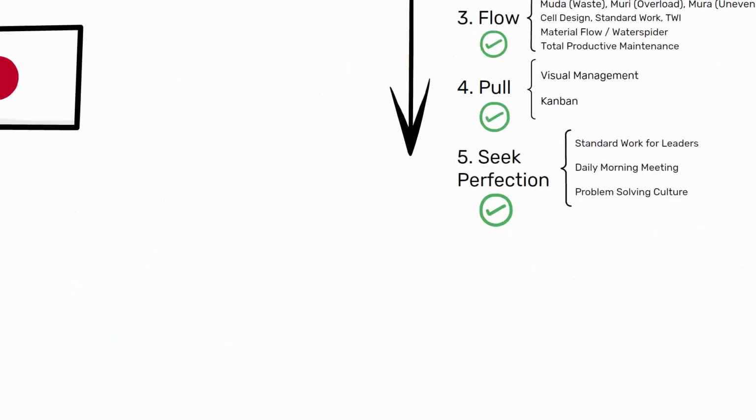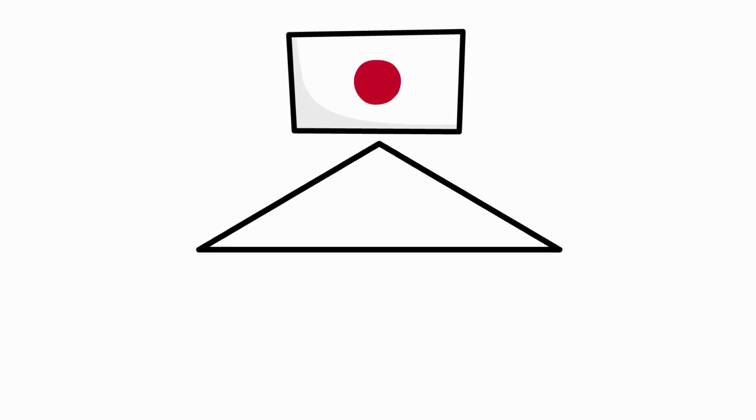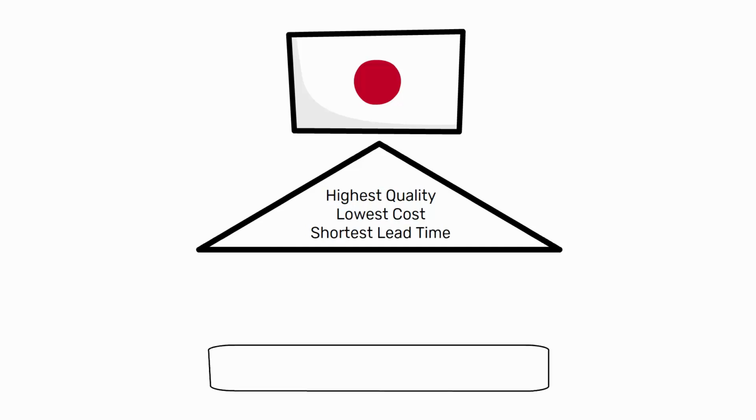Turning to the Japanese model from Toyota. Value is defined in the roof of the house, where customer value is achieved through the principles of offering the highest quality product at the lowest cost and shortest lead time. The foundation of this model is built on stability, achieved through the 5S principles, leveling, and standard work.